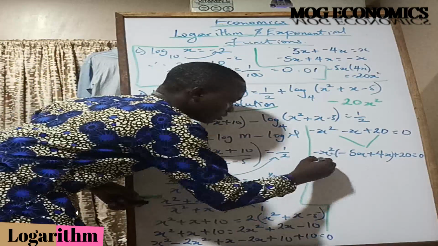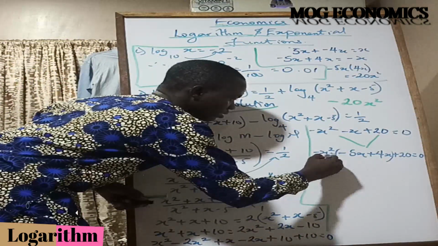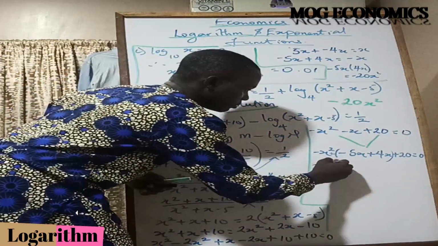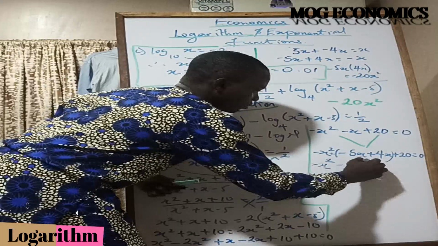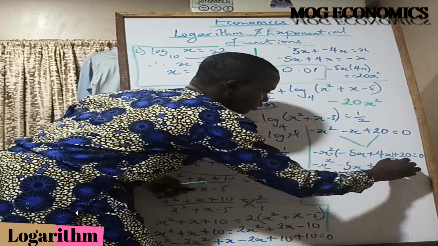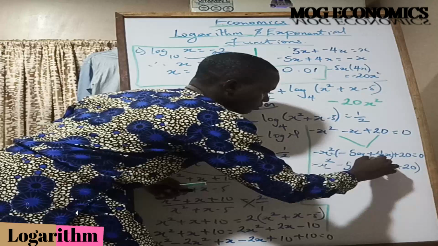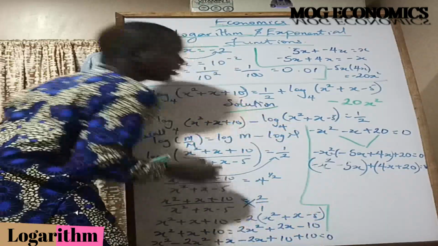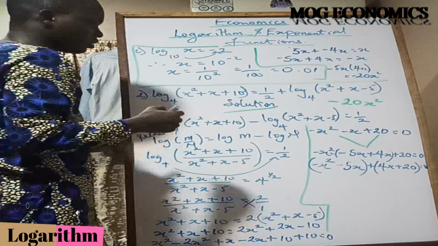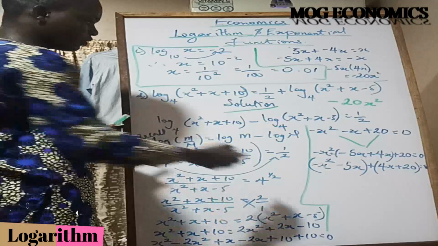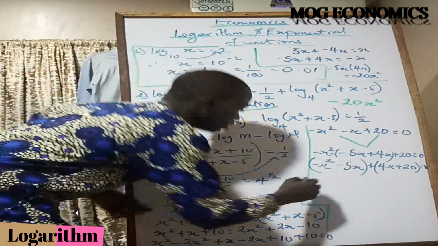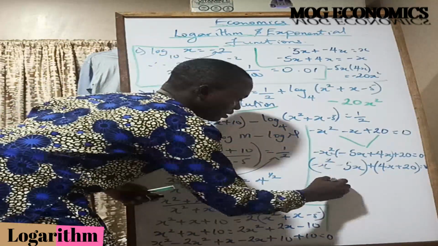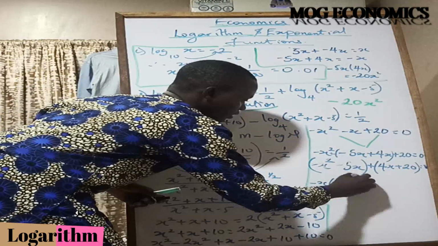We are going to be having minus x squared, right? Minus x squared minus 5x, then plus 4x plus 20. All right, so everything equals 0. So what can we take out? Minus x. So if you take minus x out here, minus x is common. So minus x, and when we take minus x out, we are going to have just x in this place, x. We are going to have plus 5.